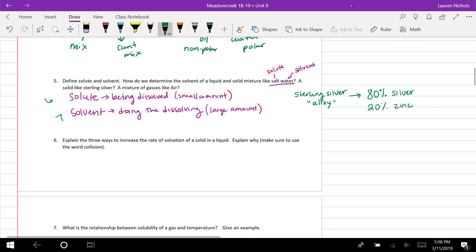Okay. Well, if I'm looking, I don't know off the top of my head. Well, I know that 80% is the most, so that would be the solvent, and my solute is zinc, so that would be the solute. It's 20%. It's not as much, right?